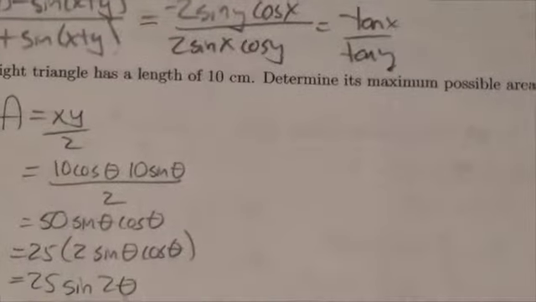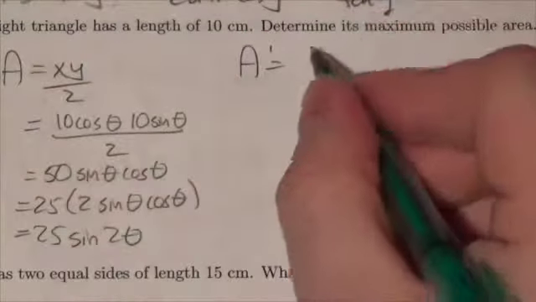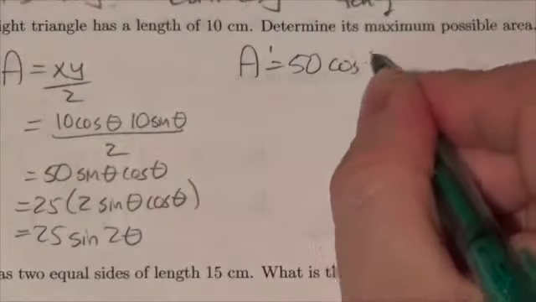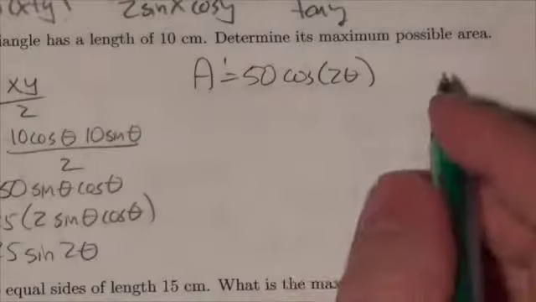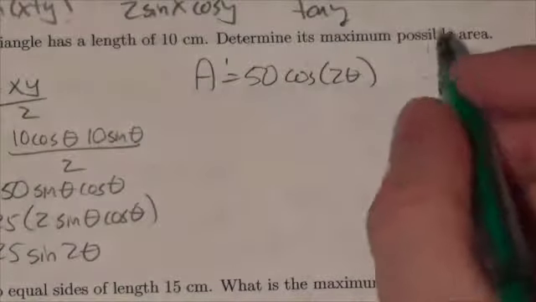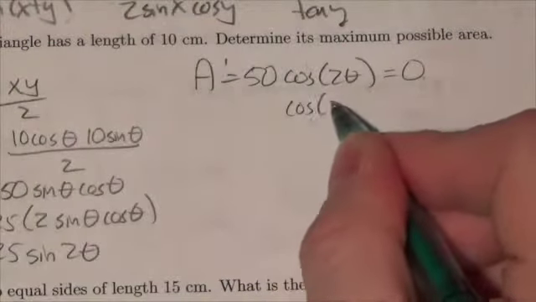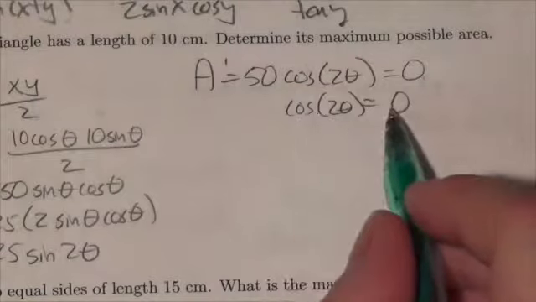Now, to maximize area, I will take the derivative with respect to theta. And that will end up being 50 cosine of 2 theta. Okay, to determine the angle that provides us the maximum value, I'm going to set this equal to 0. Now divide by 50. Get me 0. That's not going to change anything. Now cosine goes to 0.